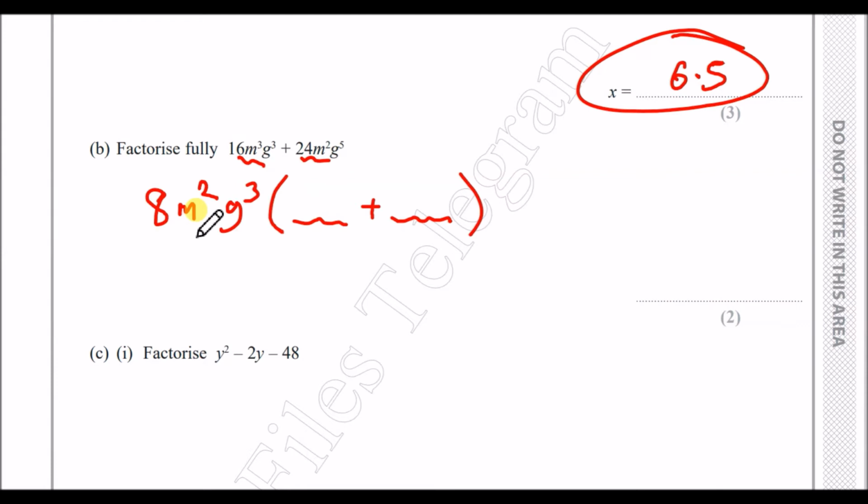So dividing this by 8m squared g cubed, 16 over 8 is 2. M to the power 3 divided by m squared, well, taking out 2 powers of m gives us a single m power, and taking out all 3 powers of g makes it disappear, so there's nothing there.